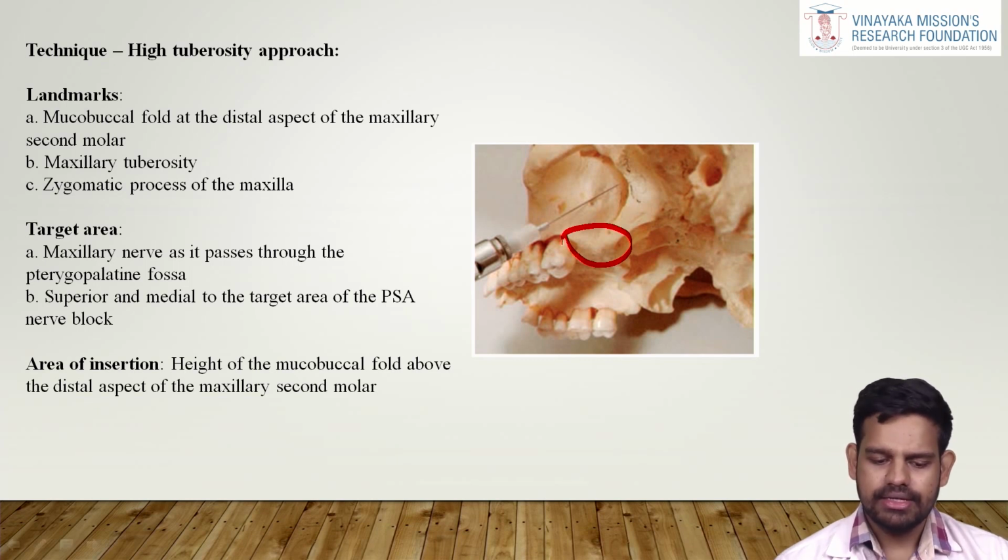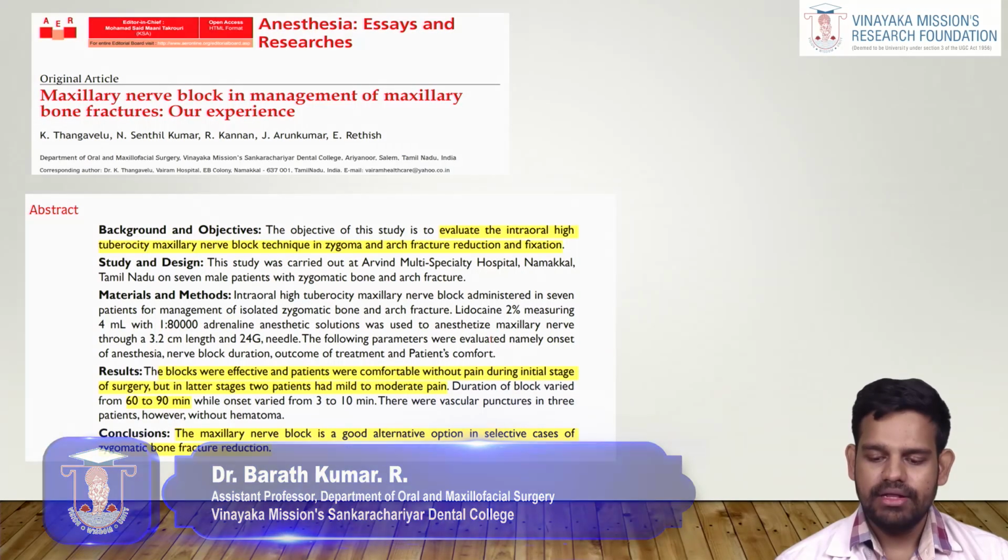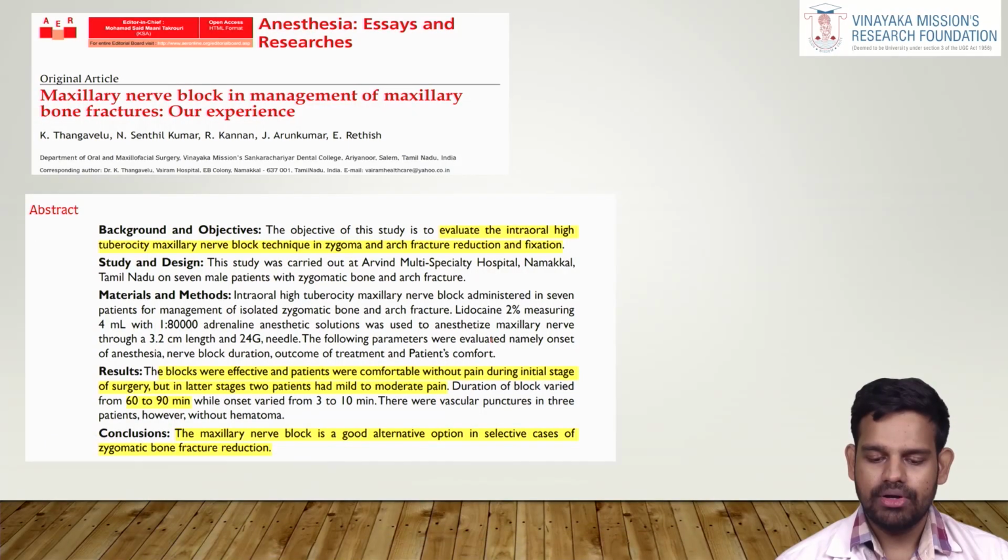The target area here is the maxillary nerve as it passes through the pterygopalatine fossa, superior and medial to the target area of the posterior superior alveolar nerve block. The area of insertion is the height of the mucobuccal fold above the distal aspect of the maxillary second molar. Here, the article by Thangavelu et al. states that they evaluated the intraoral maxillary tuberosity maxillary nerve block technique in zygoma and arch fracture reduction and fixation. So in case of zygomatic bone fracture, we can give a maxillary nerve block in order to reduce and fix the zygomatic bone.